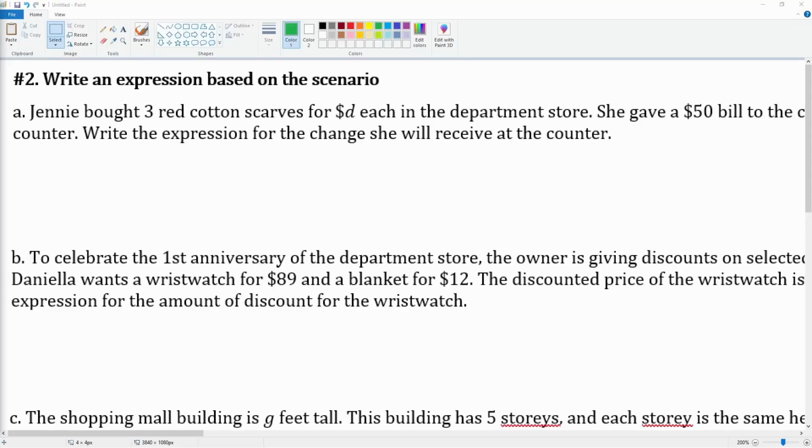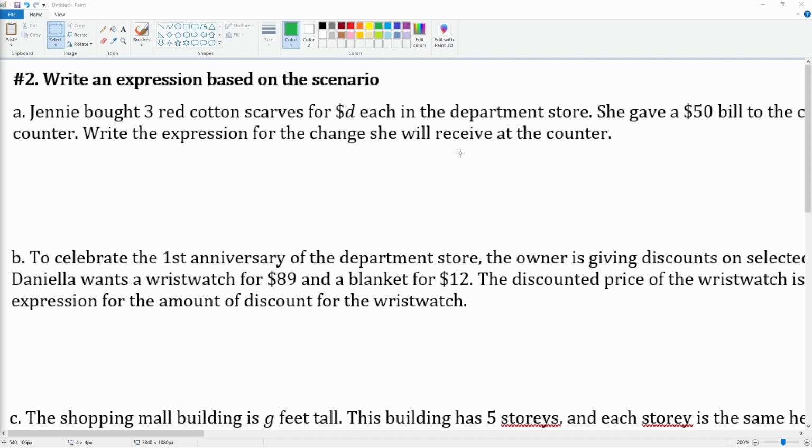Number 2, write an expression based on the scenario. A, Jenny bought 3 red cotton scarves for S dollars each in the department store. She gives a $50 bill to the cashier at the counter. Write an expression for the change she received from the counter.